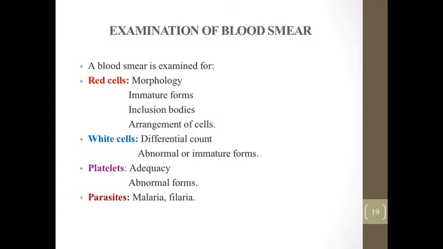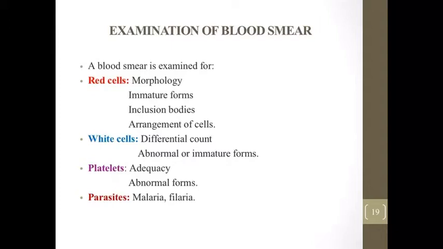First, red cells. In the red cells we have to see the morphology, whether any immature form of the red cell is present, whether any inclusion body is present or not, and the arrangement of the cells. Next, white cells: total leukocyte count, differential leukocyte count, presence of any abnormal or immature cell. For platelets, adequacy and any abnormal forms. This we have to see.